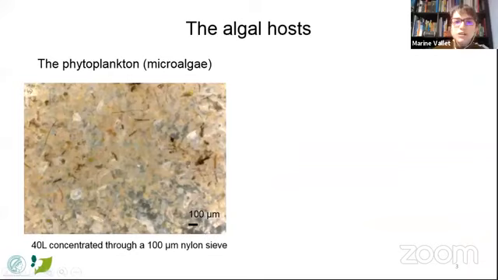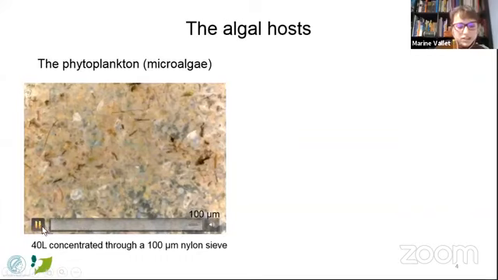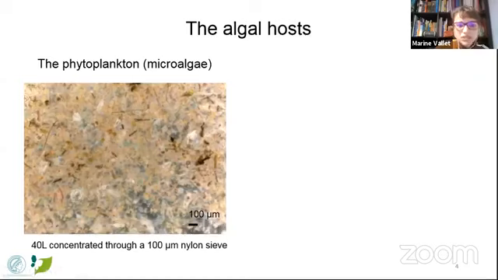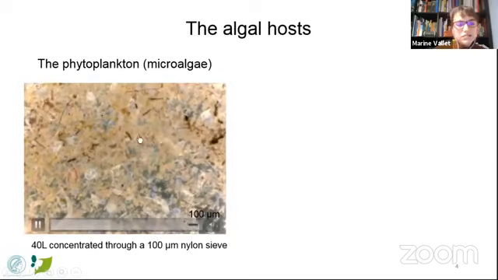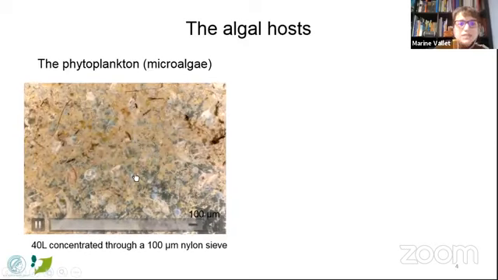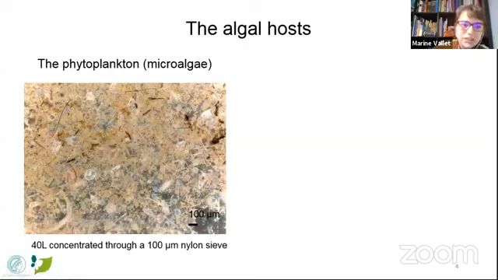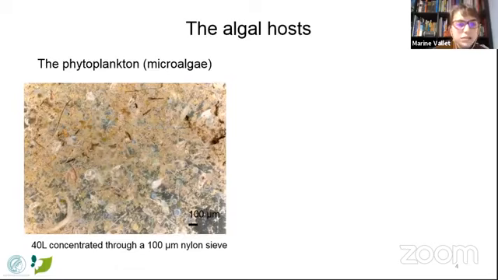Okay, so we are working on algae. Today I will present the phytoplankton, so microalgae. Here you have a video of 40 liters of coastal waters concentrated through 100 micrometer nylon sieves. You can see many grazers in the background that feed on the phytoplankton. You can see this sample is quite diverse, and we have many diverse types of cells living all together. These are very important because they represent the primary producers of the ocean food webs.